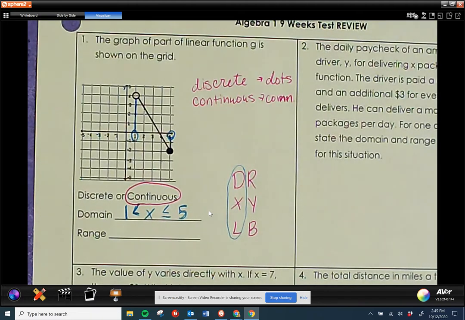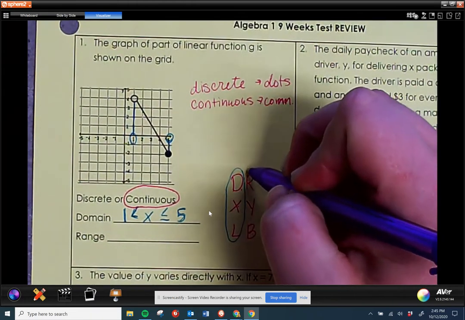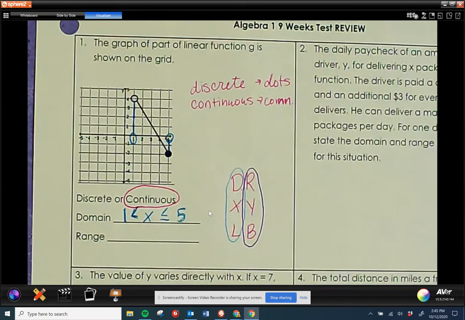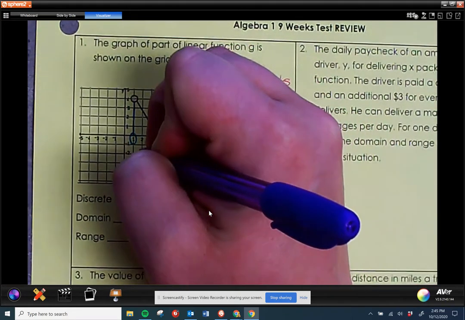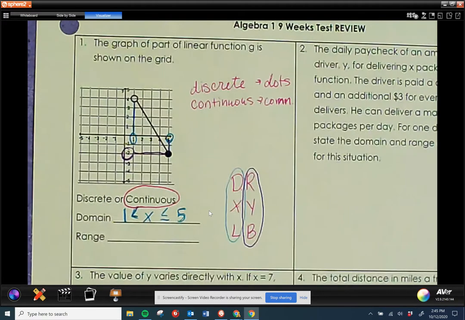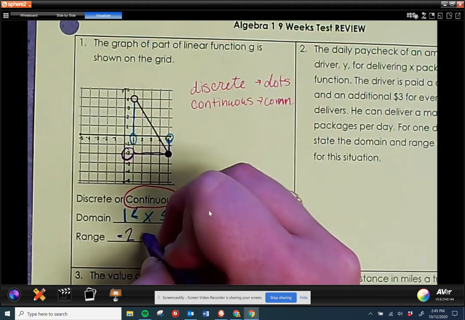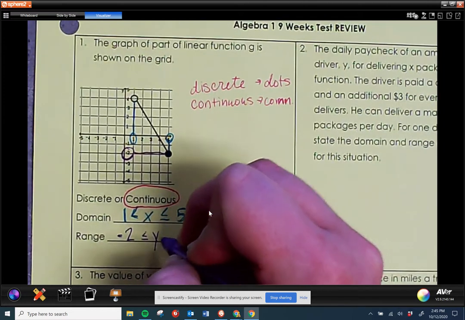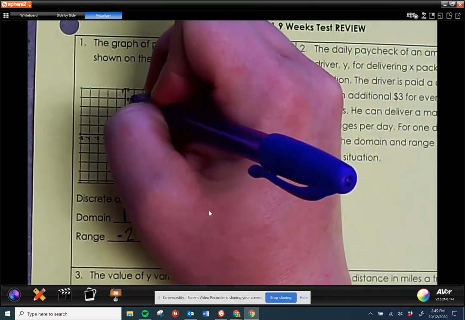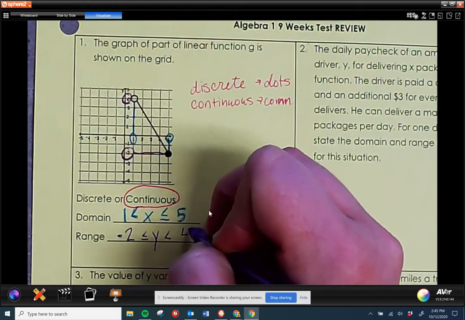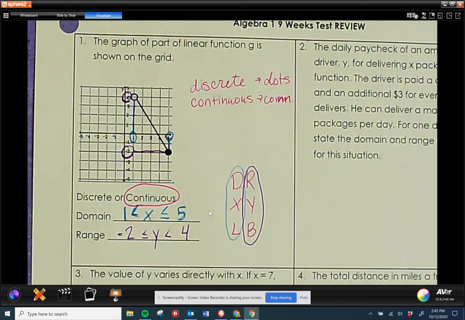For my range, I'm going to be doing the y values, and those are going to be bottom to top. So I need to look over here at the y-axis. My very bottom number is -2. That is a filled in circle, so I have -2 less than or equal to y is less than, up here, open circle, 4. Okay, now let's move on to number 2.